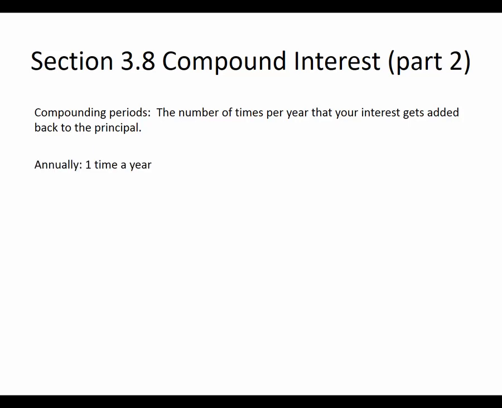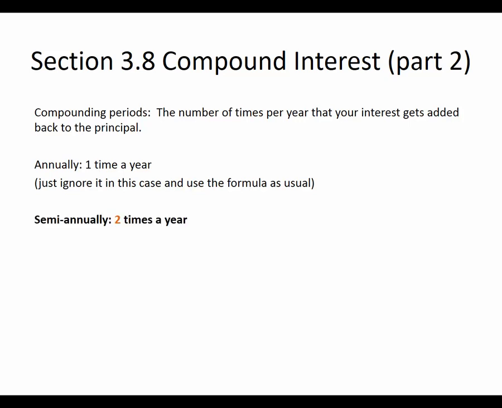You can compound things multiple times a year, and that's what we're going to look at. So annually, if the problem says that the interest is compounded annually, that's just one time a year. Ignore it. You're not going to have to worry too much about that. We're going to use the formula as usual as we did in part 1. So if your problem says compounded annually, go check out the first video. That's going to show you how to do those problems. Now there are other compound periods though.